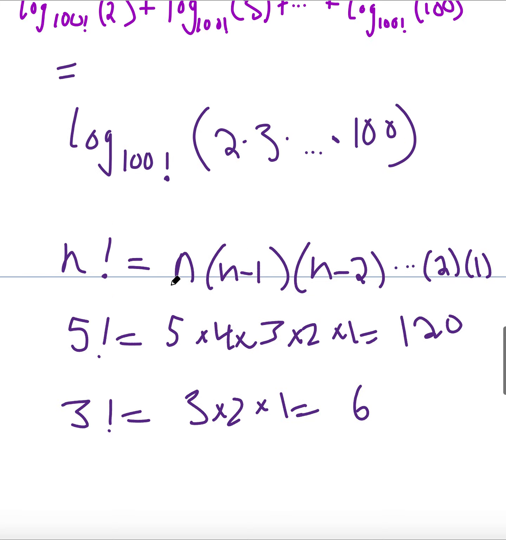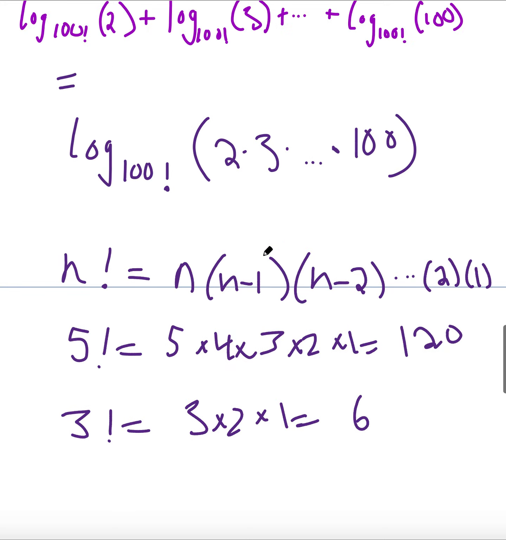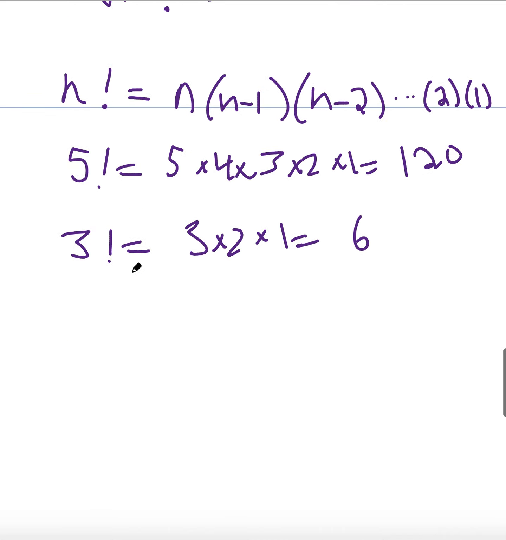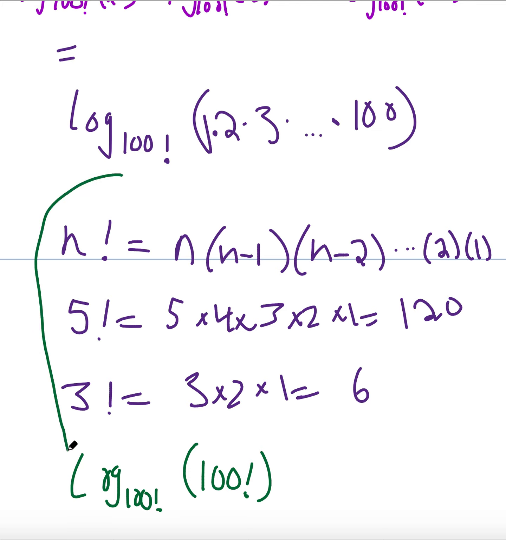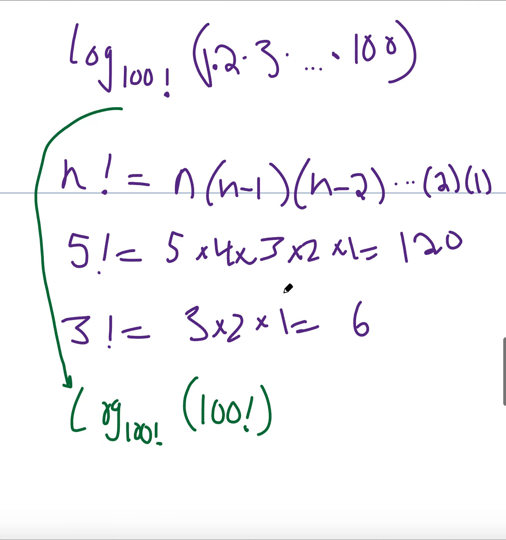And so we're going to use this idea here in this situation. 2 times 3 times everything all the way to 100 is 100 factorial. But you might be thinking about this interesting situation here. What about the 1? Well, remember that multiplying by 1 is the same thing as doing nothing. So we might as well just add a 1 in this expression here, and then we get our actual definition of the factorial. And so we end up getting the beautiful expression here of log base 100 factorial of 100 factorial. This becomes this, using our knowledge on factorials.